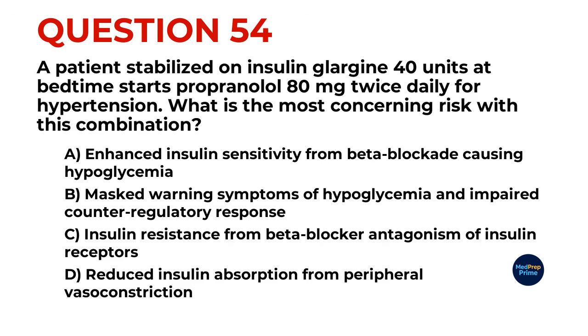A patient stabilized on insulin glargine 40 units at bedtime starts propranolol 80 mg twice daily for hypertension. What is the most concerning risk with this combination?